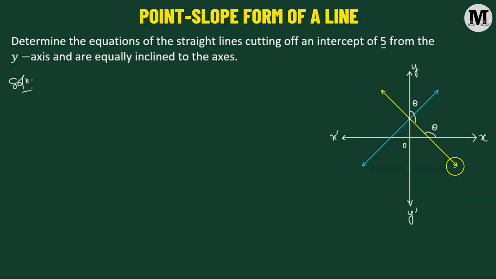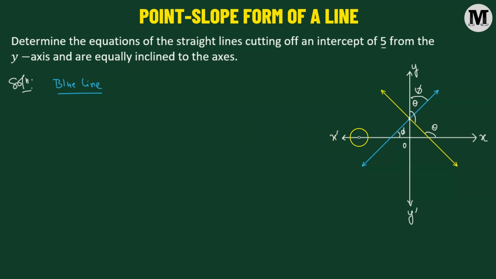Similarly, we have the blue line. If it is making an angle phi with the x-axis, then it is also making an angle phi with the y-axis. So this is going to be the angle phi that it makes with the y-axis. With this condition, we need to find out the equation of both the two lines. Okay, so let's begin with the blue line first.